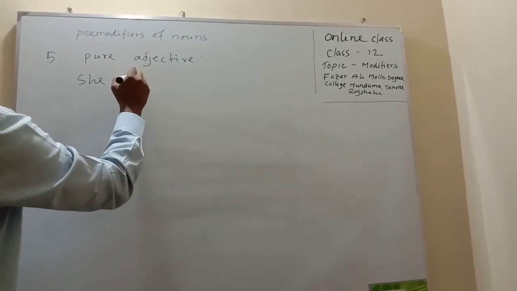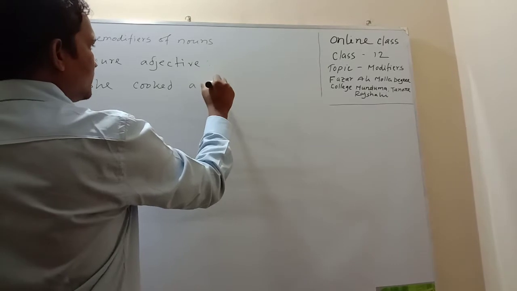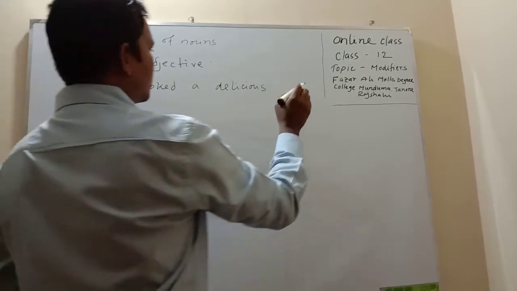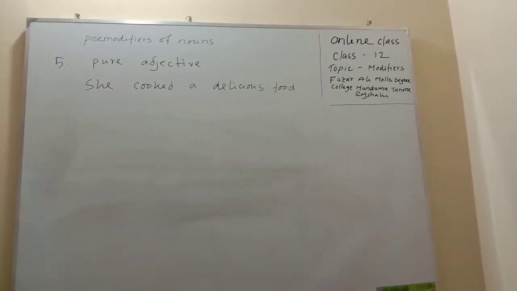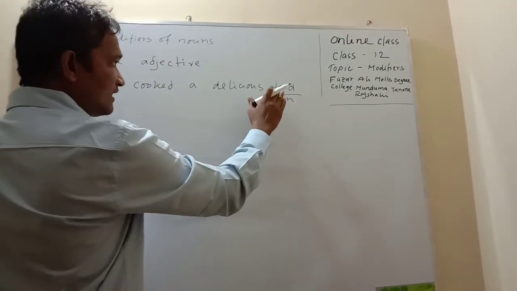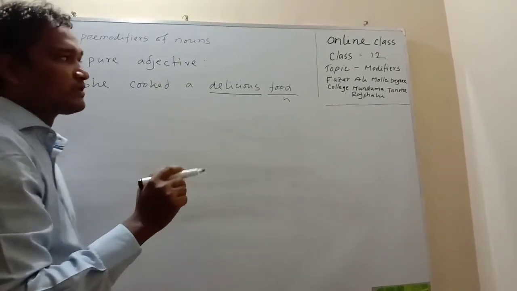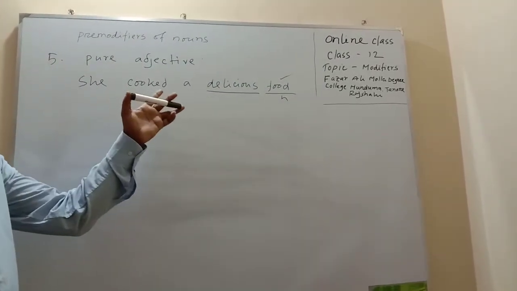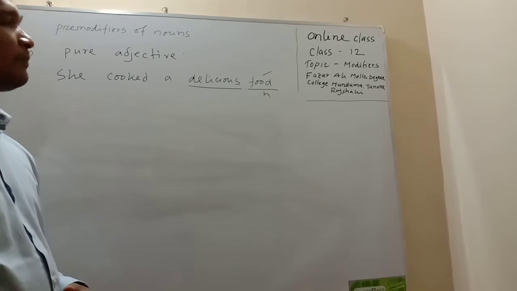she cooked a delicious food. Look at the example. Here food is a head word, and before this noun I have used an adjective. So delicious is an adjective which modifies the noun. In this way, we can use pure adjective as an example of a pre-modifier.